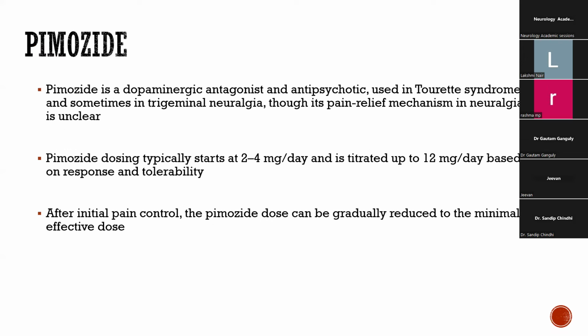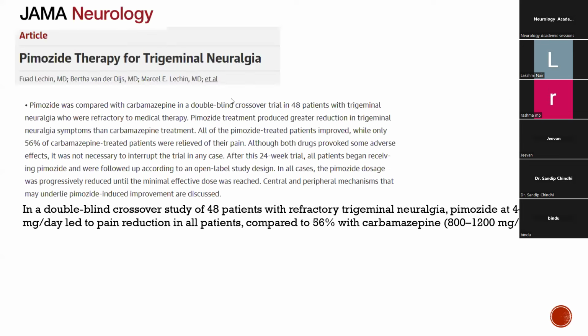Next is pimozide. It's a dopaminergic antagonist and antipsychotic used in Tourette syndrome and sometimes in trigeminal neuralgia. The typical dosing starts at 2 to 4 mg per day, and it is titrated up to 12 mg per day based on the response as well as tolerability. After initial pain control, the dose can be gradually reduced to a minimal effective dose.